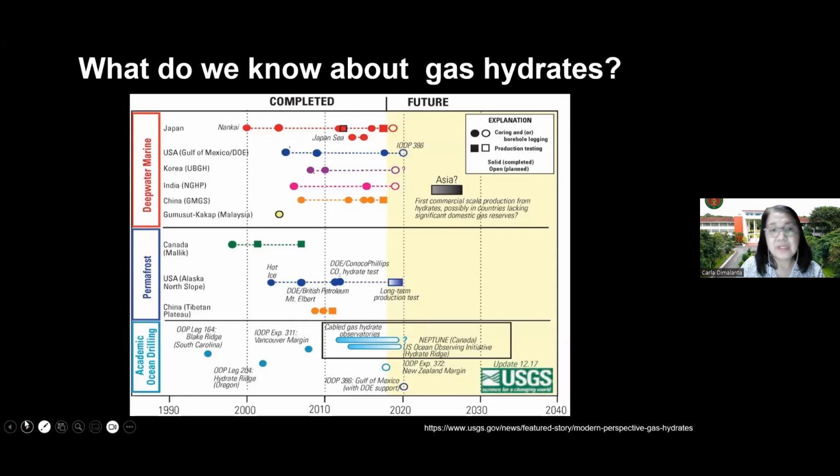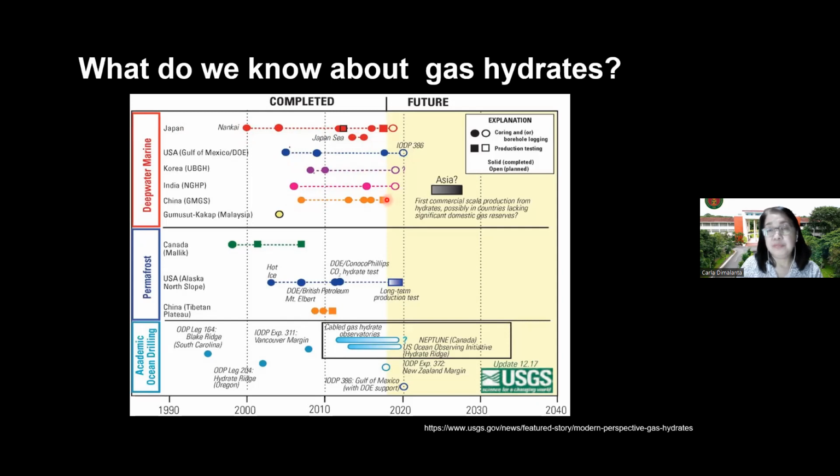So how are the other countries faring so far when it comes to gas hydrate development, production? Here you can see this figure for the deep water marine gas hydrates. Again, Japan was initially at the forefront. Sila yung isa sa earliest that reported gas hydrates. They were one of the first to do production testing that they have completed. And then you have the USA following behind, Korea, and then China is also catching up.